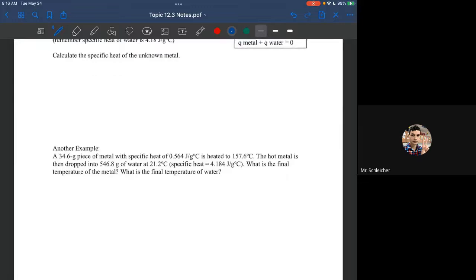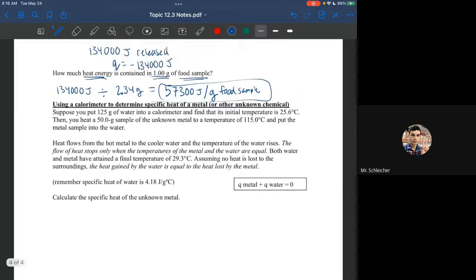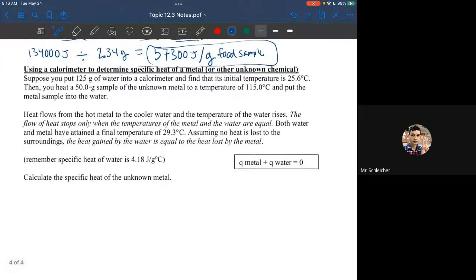All right. Let's do one last example. I'll leave the other one for you to do independently, but using a calorimeter to determine the specific heat of a metal or other unknown chemical. All right, this one's pretty straightforward. We actually kind of know how to do these questions already, but I just wanted to let you know if you see a specific example here.